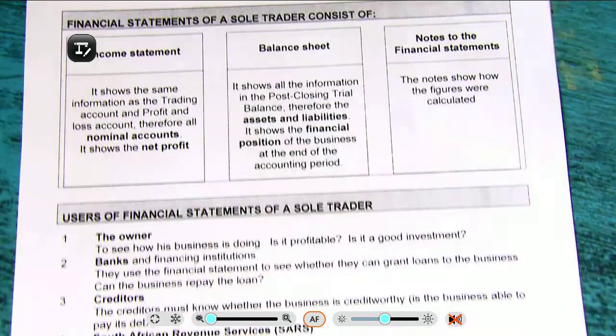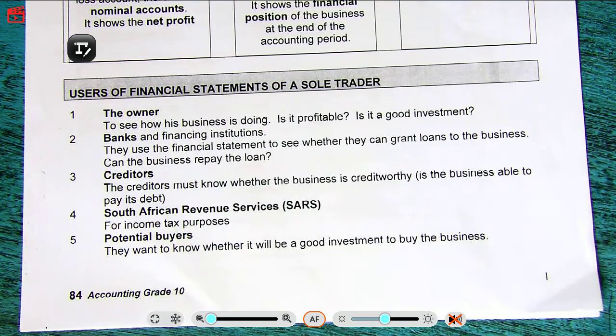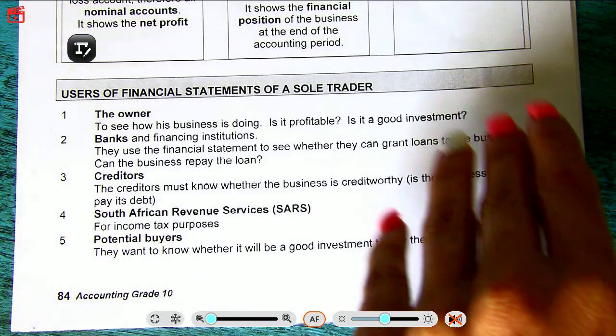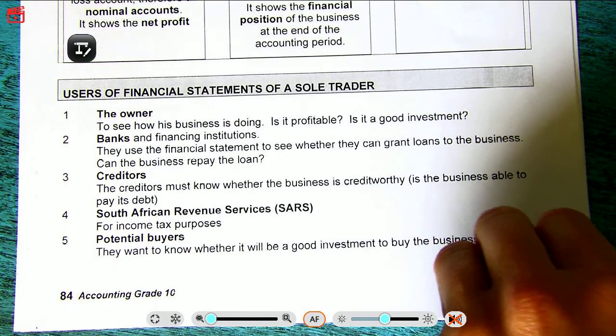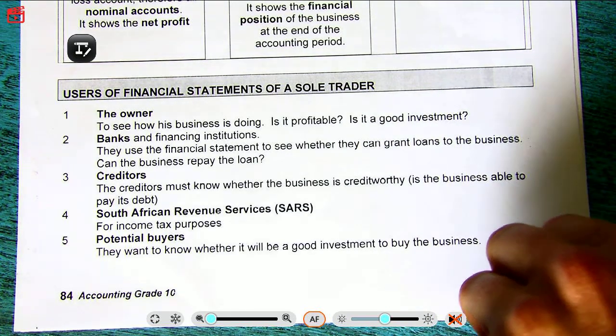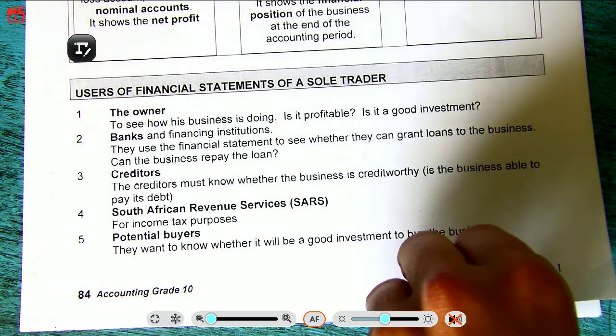Okay, so who are the users of financial statements? You can read through that by yourself. This is basically for theory. The owner, banks, creditors, SARS, potential buyers, maybe investors. They want to know if it is a good investment. So this is for theory purposes. Why would we need to draw up financial statements? And who's going to look at these financial statements?